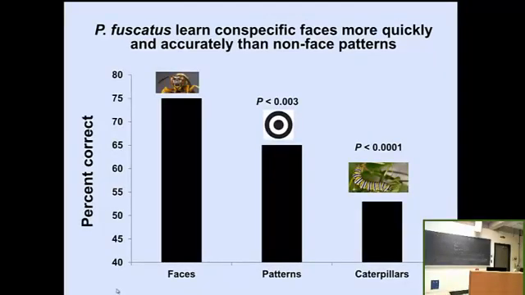So here are the results, showing you the percent of correct choices for the different images. You can see that wasps learn faces better than they learn patterns or caterpillars. And I was kind of surprised by this because these simple black and white patterns are so visually apparent and obvious, especially when compared to the relatively subtle variation in facial patterns.